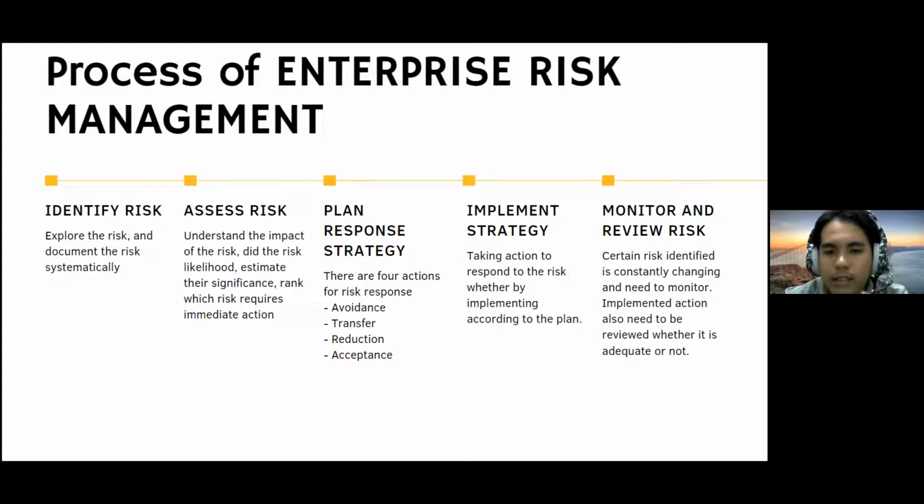Okay. The fourth is to implement the strategy. After we have made the plan, we have to take action to handle this risk. So each department has to handle the risk and carry out the plan properly. And lastly, after we have implemented, we need to monitor whether the action that we took can reduce the risk, or whether the risks still occur in the next period of time. So there are 5 strategies of enterprise risk management. I will pass to the next presenter.